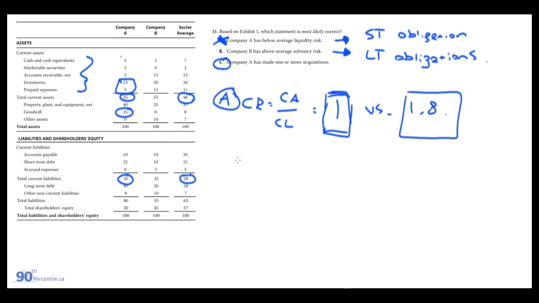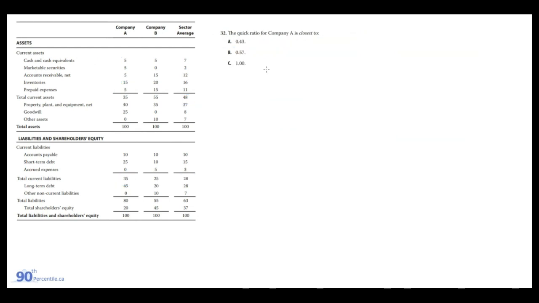So it's up to the discretion of the analyst to make these decisions at the end of the day and compare a bunch of different ratios. Look at the company's overall operations to really assess liquidity risk and solvency risk. The ratios help, but they're not the end all. Same data set. Next question. The quick ratio for company A is closest to which one?